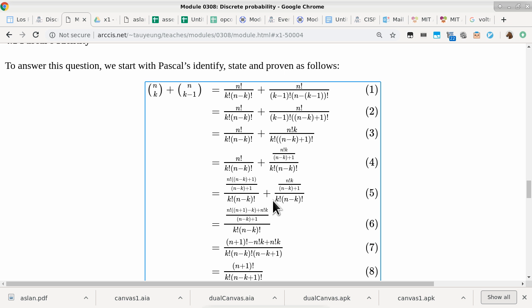So we move from line 5 to line 6. On line 5, you start to notice that when you look at these two terms, hey, they have the same denominator. Cool. So we can just combine these two fractions into one. And when you look at this part here, they look the same too. So now we can combine these two. So we end up with this expression here.